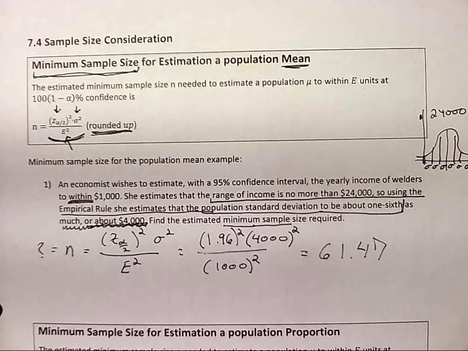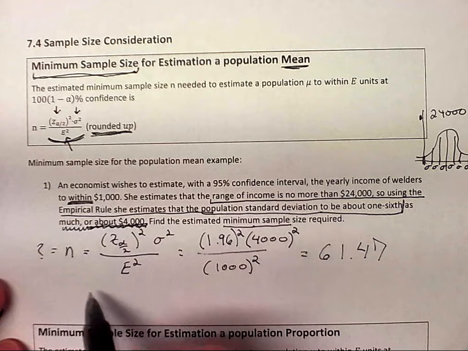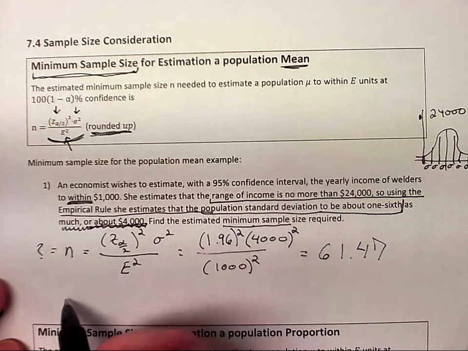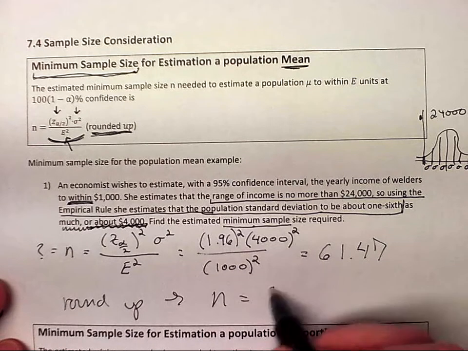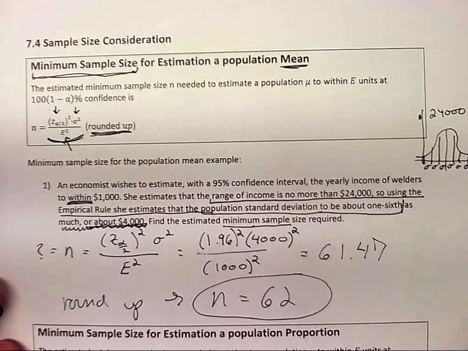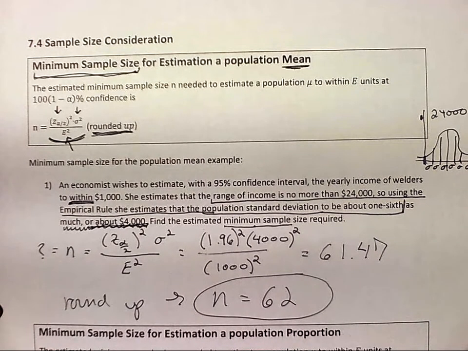All right. Are we done with number 1? Why not? Got to round up. So we don't want to know the income of 61.47 welders. We're always going to round up. So we're going to have little n is equal to 62, which is our final answer. All right. How do you guys feel about number 1? Make sense? Right? All right.